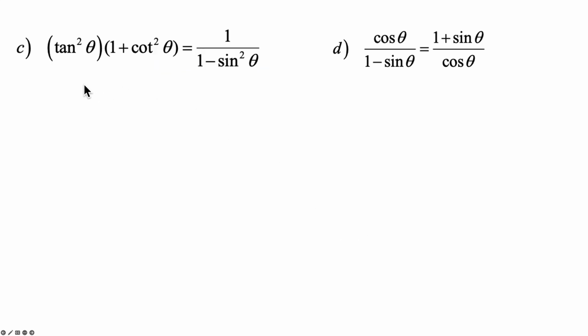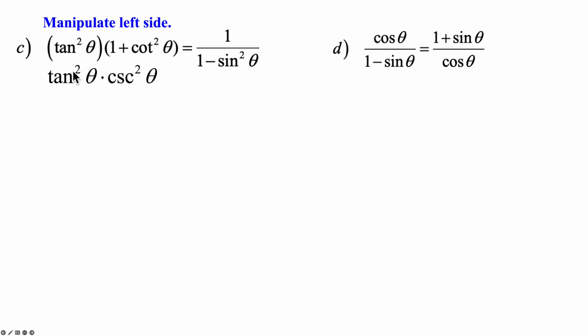Part C. Let's see, the left side looks messier, so let's go to the left. Right off the bat, I see a Pythagorean identity right here. 1 plus cotangent squared theta is cosecant squared theta. I didn't want to distribute here, because that would give me 2 terms when I'm all done, and 1 fraction is considered 1 term. So this is a better approach.